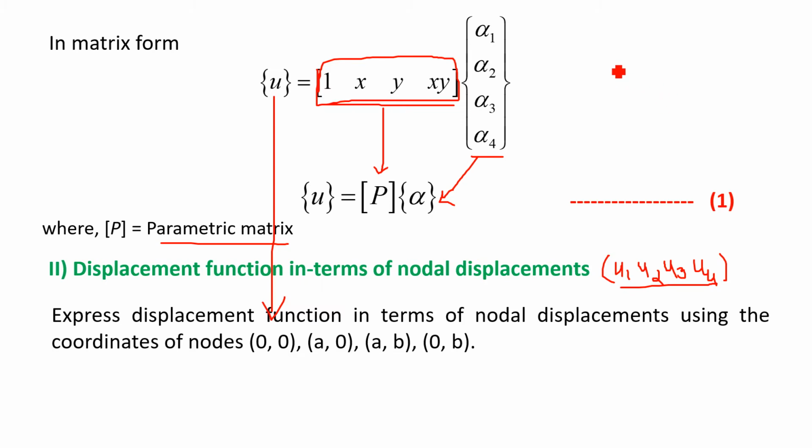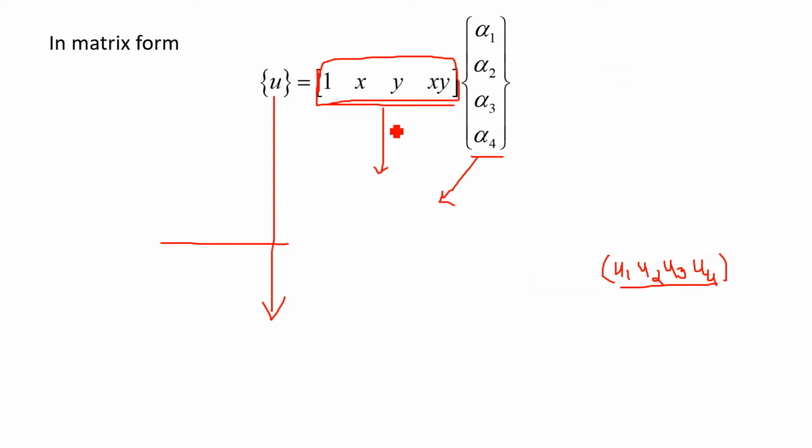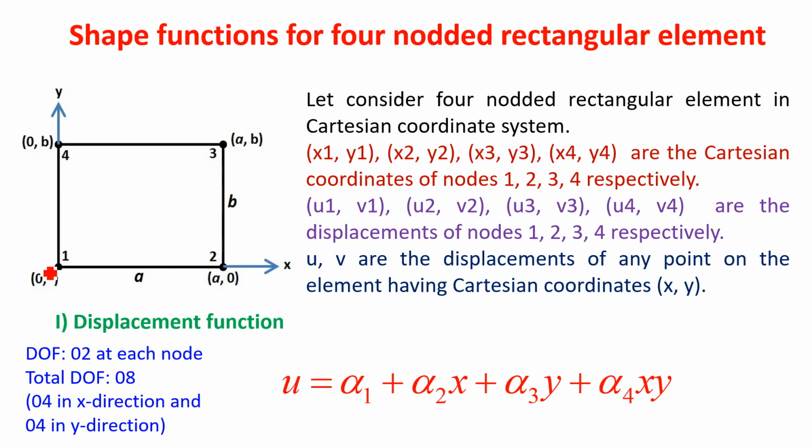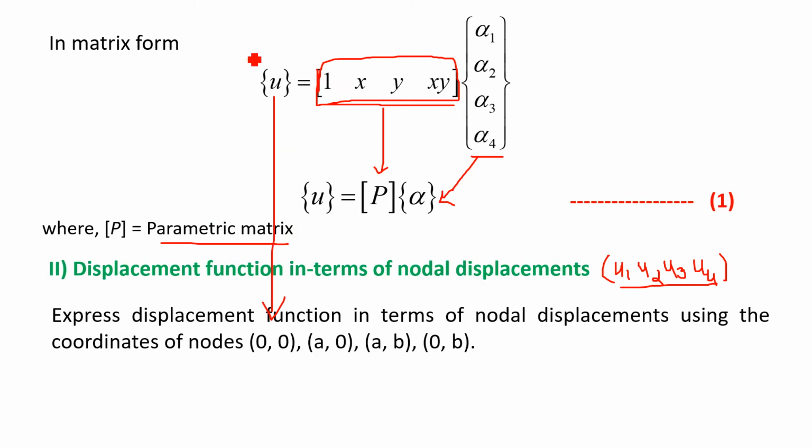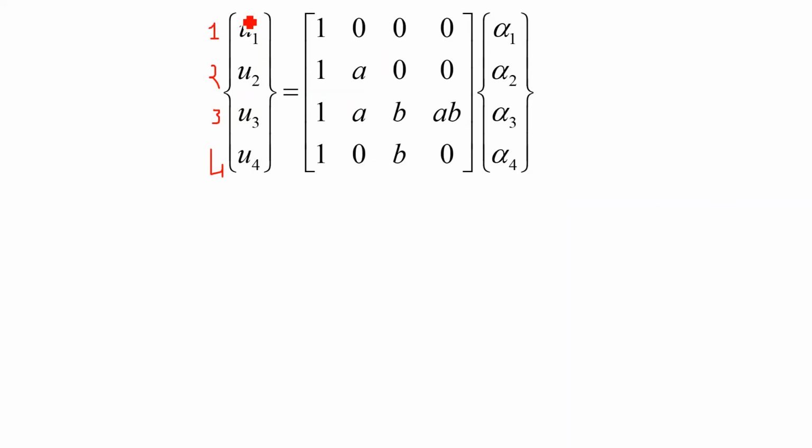So for node number 1, coordinates are 0, 0. This already in the first slide we have seen. Coordinates of node number 2 are a 0, node number 3 a b and node number 4 0 b. So using these coordinates of nodes, we substitute those coordinates here in the parametric matrix to write down the displacement function at nodal displacements. So displacement at 4 nodes u1 to u4. Now in the parametric matrix, that is 1, x, y and xy.